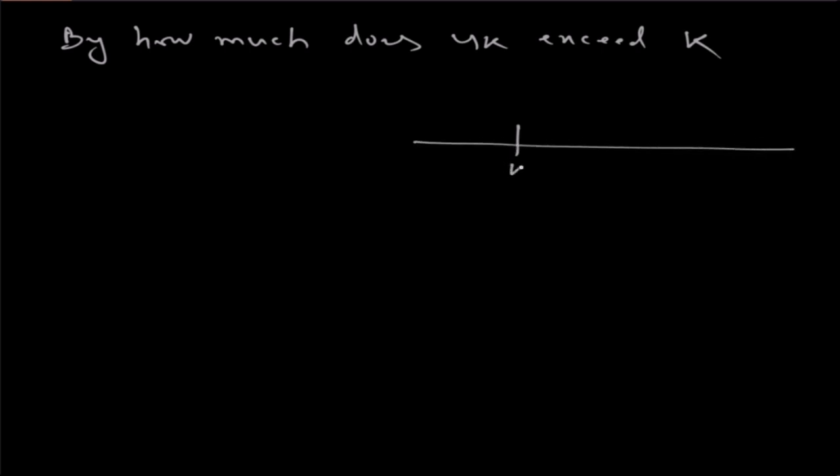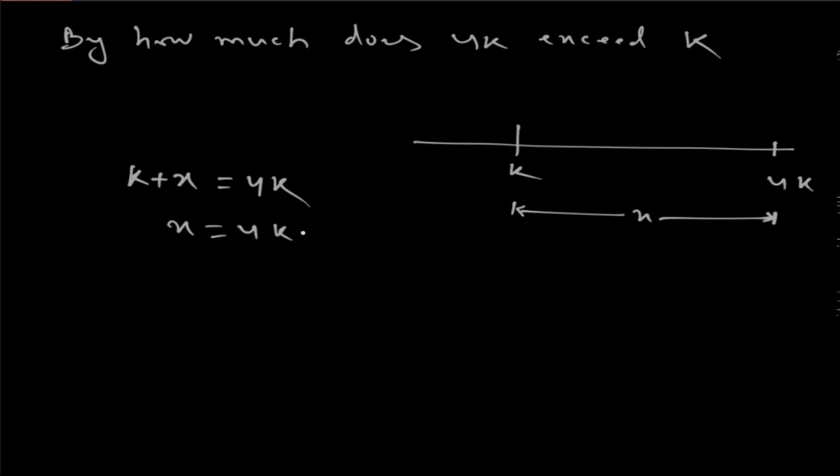Suppose this is a number line, this is k and this is 4k. By how much does 4k exceed k? That means he is asking about this. Let this be x. So what you can do? k plus x is equal to 4k. Okay. So x is equal to 4k minus k, that is equal to 3k.